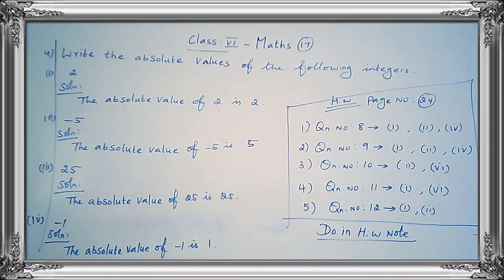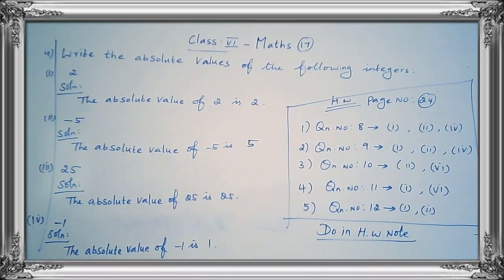In question number 10, second one and 6th one. Okay, in question number 10, second one and 6th one. Okay children, write the integers between. Very easy question. Yes children? Yes. Now you come to the next question, 11th one. In the 11th question, first one and 6th one. Okay? Clear? Yes. Now you come to question number 12.